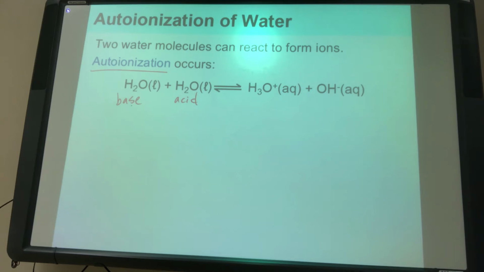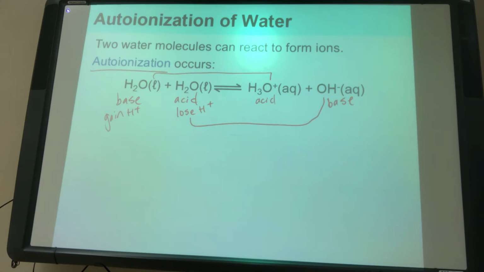So if he's a base, what's he going to do? He's going to gain an H+, so his partner is the H3O+. Acids lose their H+, so his partner is the OH-. So he's the base, he's the acid, he's the acid, he's the base. Conjugates.